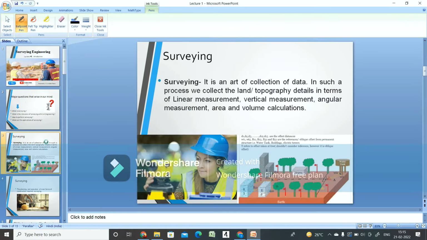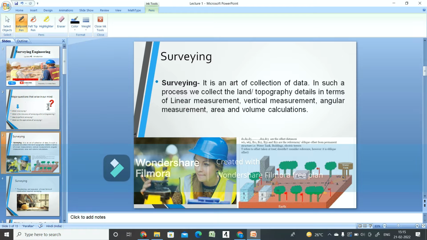As you can see here, when an area has a lot of details and if we want to do any construction, obviously we require the area details. So surveying is basically an art of collection of data in which we have to collect the existing object details, that is, what is already present there, what we have to construct, and what measures we have to take. So survey is very important before taking any construction project work. Okay, so that was the basic definition.